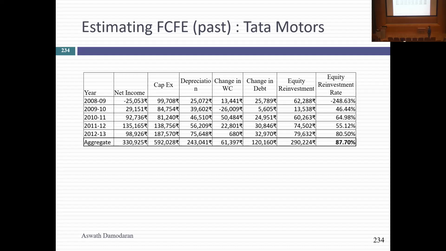So I went back and collected the free cash flow to equity for Tata Motors for the last 5 years. And it's actually the easiest of all calculations, right? So I take the statement of cash flows for the last 5 years. I compute the free cash flow to equity each year for the last 5 years. You're saying, why 5 years? Why not just last year? The answer actually is in the last column.